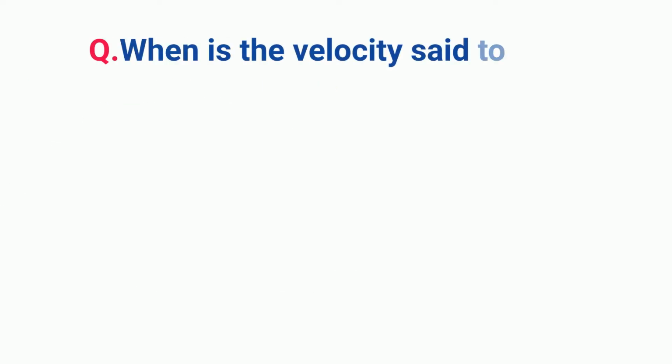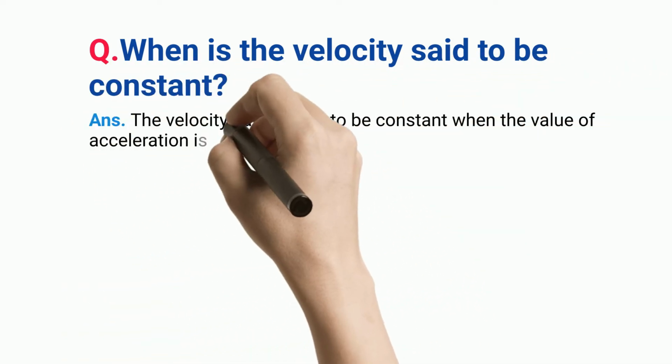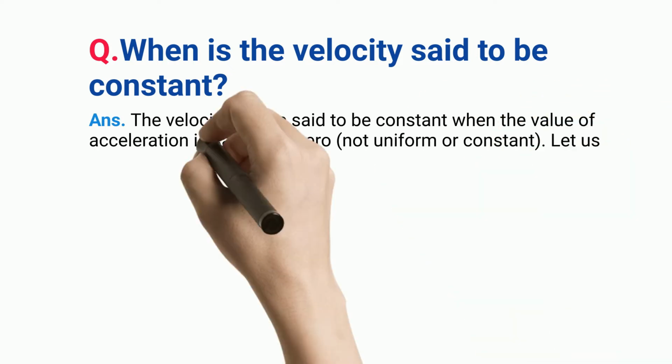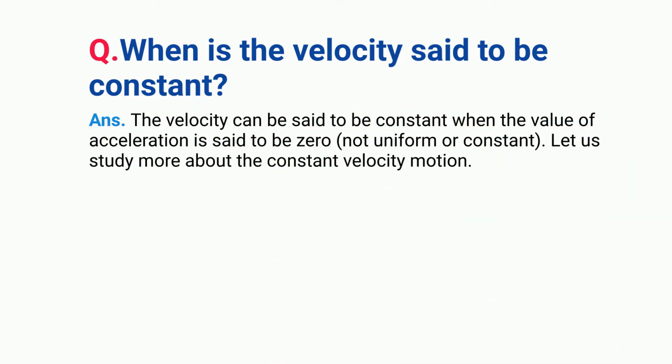When is the velocity said to be constant? The velocity can be said to be constant when the value of acceleration is zero, not uniform or constant. Let us study more about the constant velocity motion.